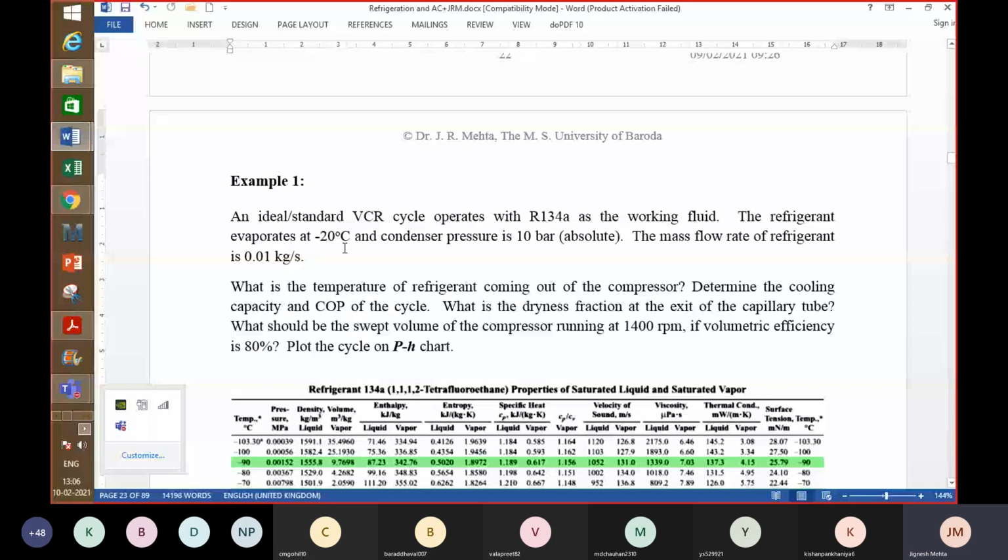So this is a numerical on that. You can read as well as write it down. An ideal or standard vapor compression refrigeration system with R134A as the working fluid. So the refrigerant used in this system is R134A. The refrigerant evaporates at minus 20 degrees Celsius and condenser pressure is 10 bar absolute.